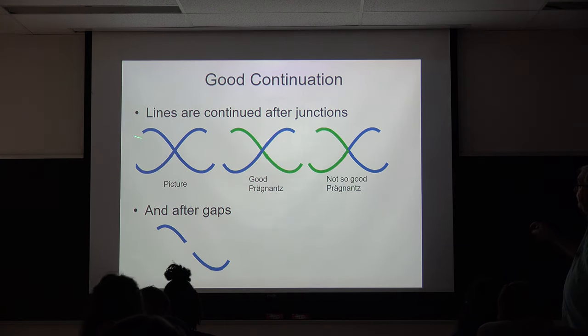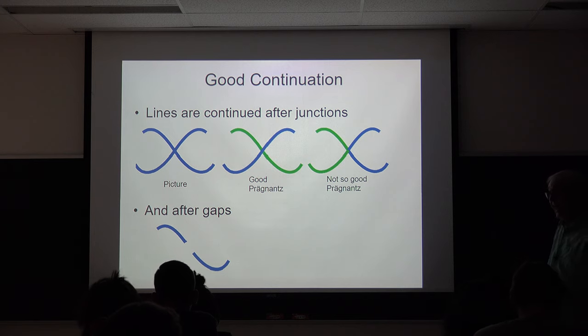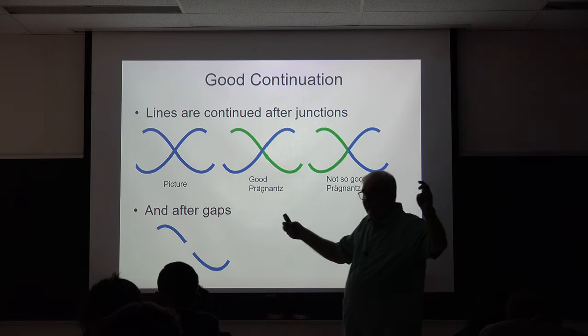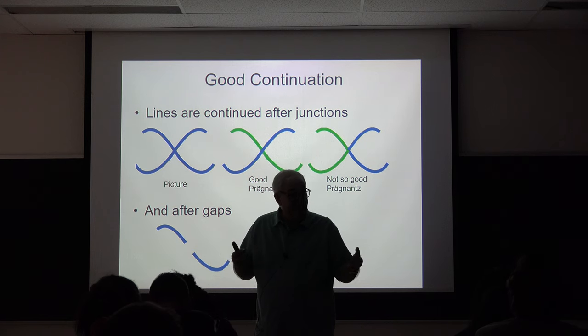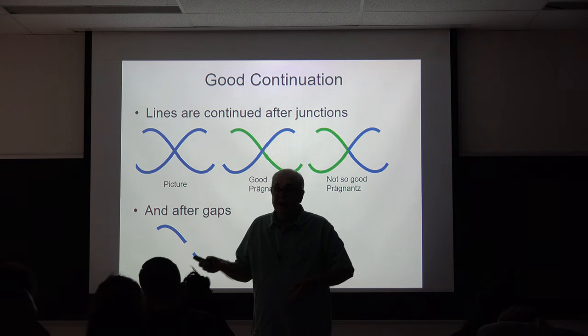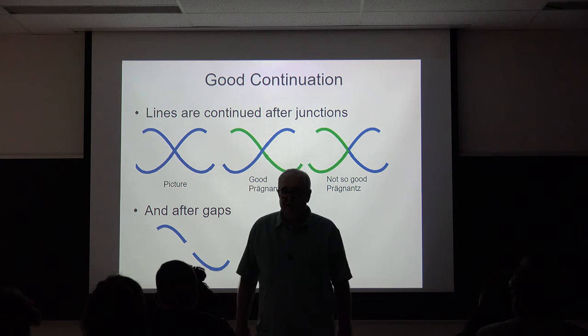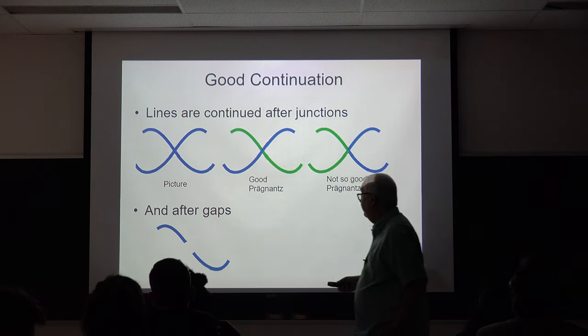So the idea here is that if you see this picture and you ask subjects to describe it, they'll tell you you've got two S-shaped squiggles like so, and they won't ever tell you that they see this. So this is good prägnanz. This is not so good prägnanz. But again, scare quotes should go up when I say that because I've never formally defined what prägnanz is. It's the simplest figure, but that demands that you define what simplicity is, and that has remained elusive since the Gestalt psychologists first started doing this stuff.